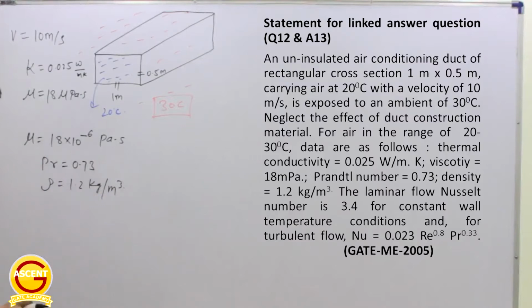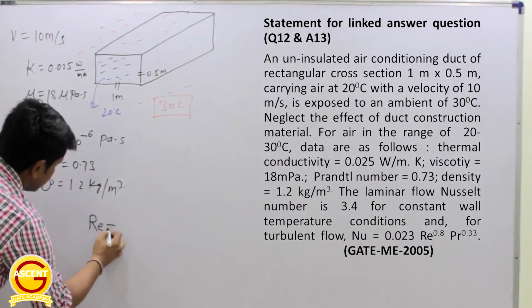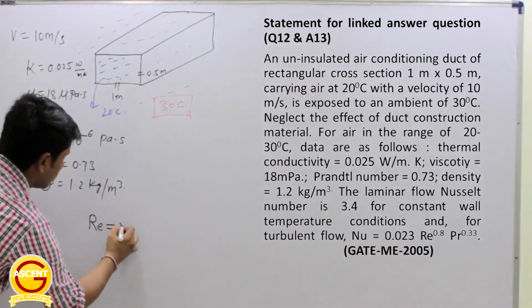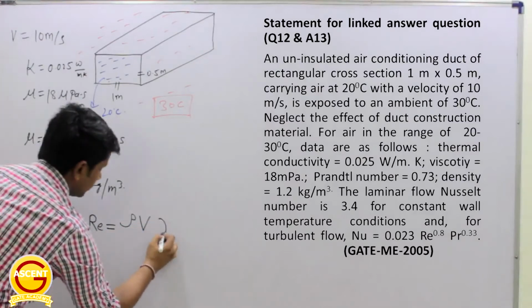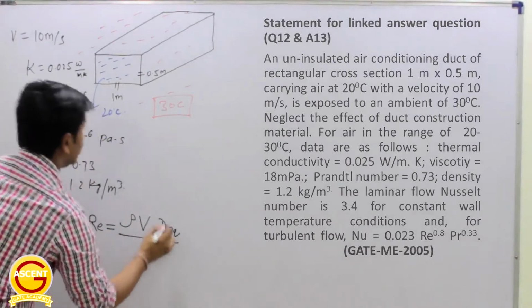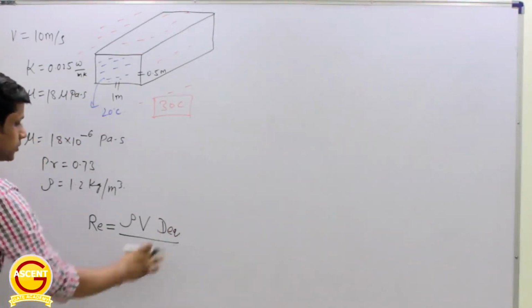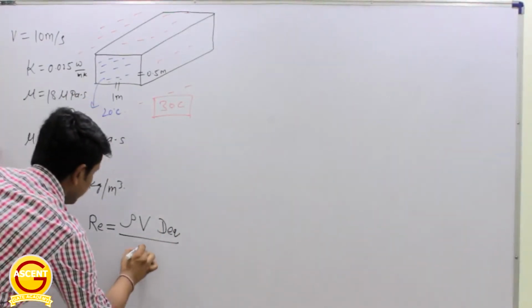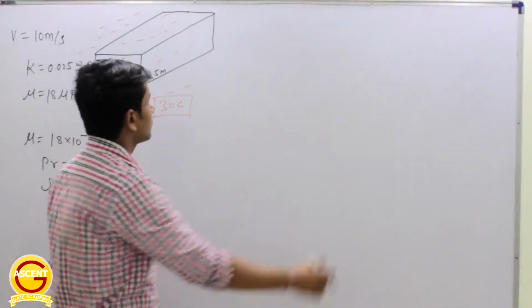So our first job is to calculate the Reynolds number, which is the first part of this question. So let's calculate this Reynolds number. The Reynolds number formula will be rho into V, which is the velocity, into D equivalent, because it is a conduit, a rectangular conduit. So we will take D equivalent in place of L, divided by mu. Now let's calculate this D equivalent value.